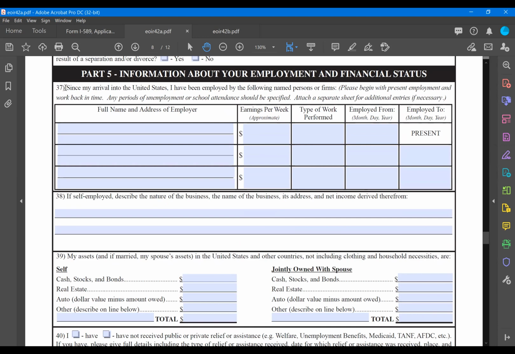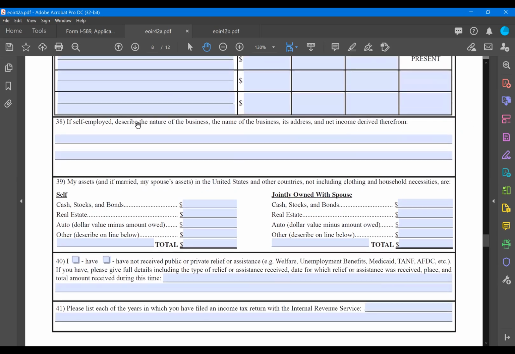Part 5, information about employment and financial status. So again, read these carefully. Since my arrival to the United States, I've been employed by the following named persons or firms. So while it was only asking for your addresses for the last 7 years, you need to provide employment since the person arrived in the United States. So you'll put the name and address, earnings, type of work, and date. If the person is self-employed, you have to describe it more fully here. And all of the requirements, what you need to describe, is listed right here on top.